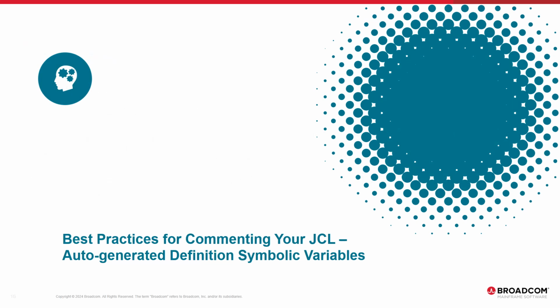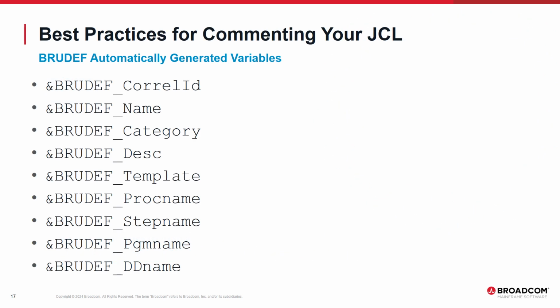Next, let's talk about some best practices for commenting your JCL. The first best practice is to include auto-generated definition symbolic variables. Symbolic variables that represent the values from your Brutus definition are auto-generated along with the correlation ID, which we've already seen. These variables are defined when submitting a job or viewing the JCL.